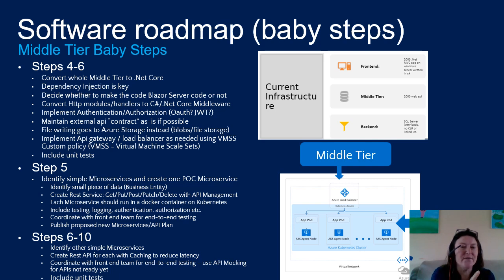You might convert the middleware, so the HTTP modules and handlers, to the .NET Core middleware. You might implement authentication and authorization using something like OAuth or JWT, so that for authentication purposes, the person has to prove they are who they say they are via a username and password, so something they know, something they are, or something they have.